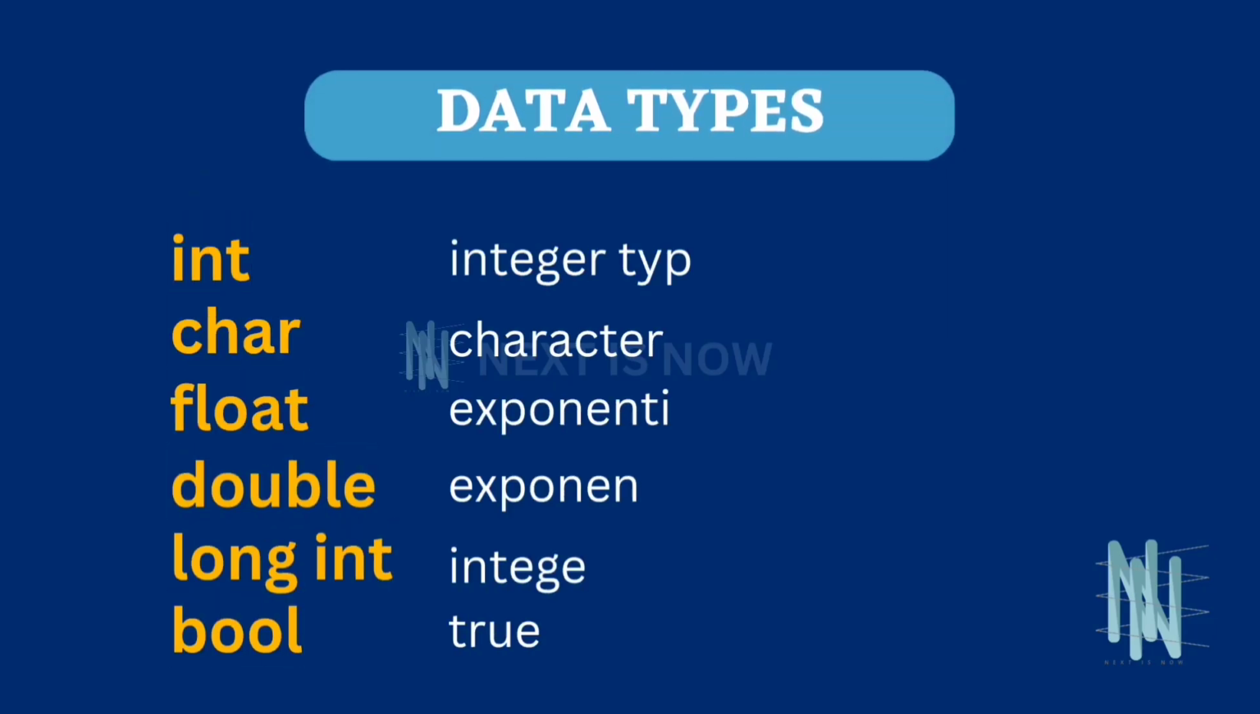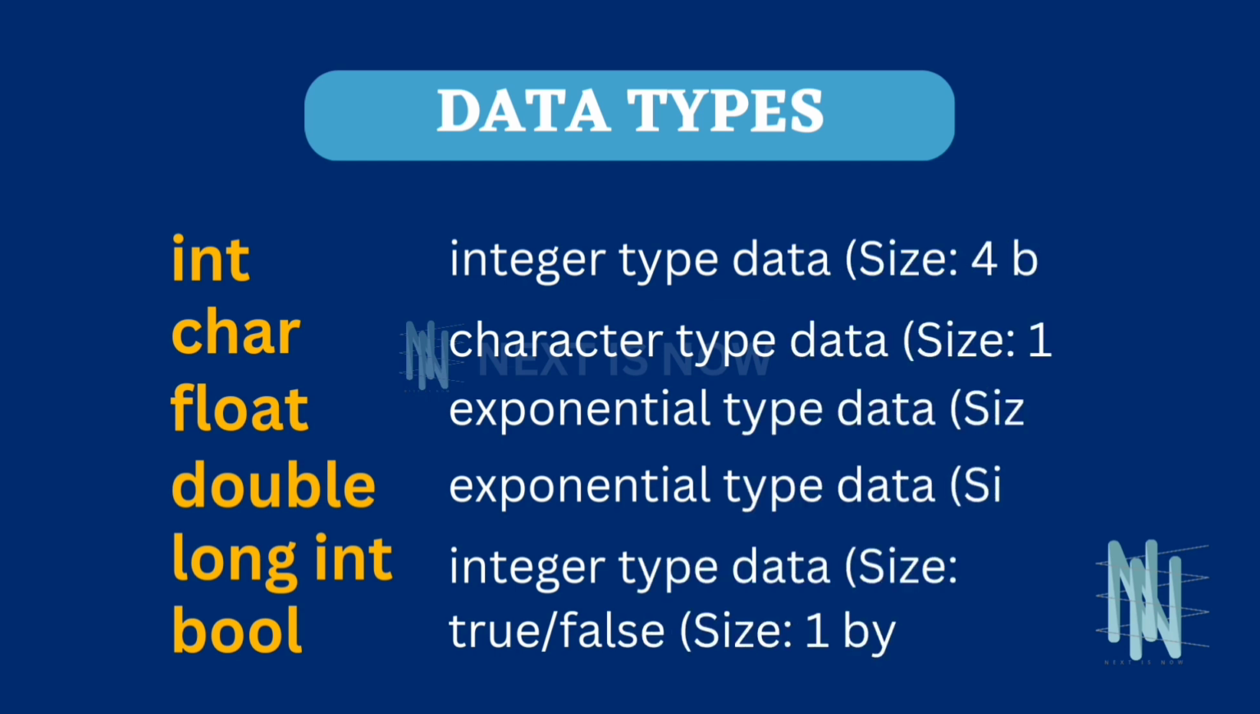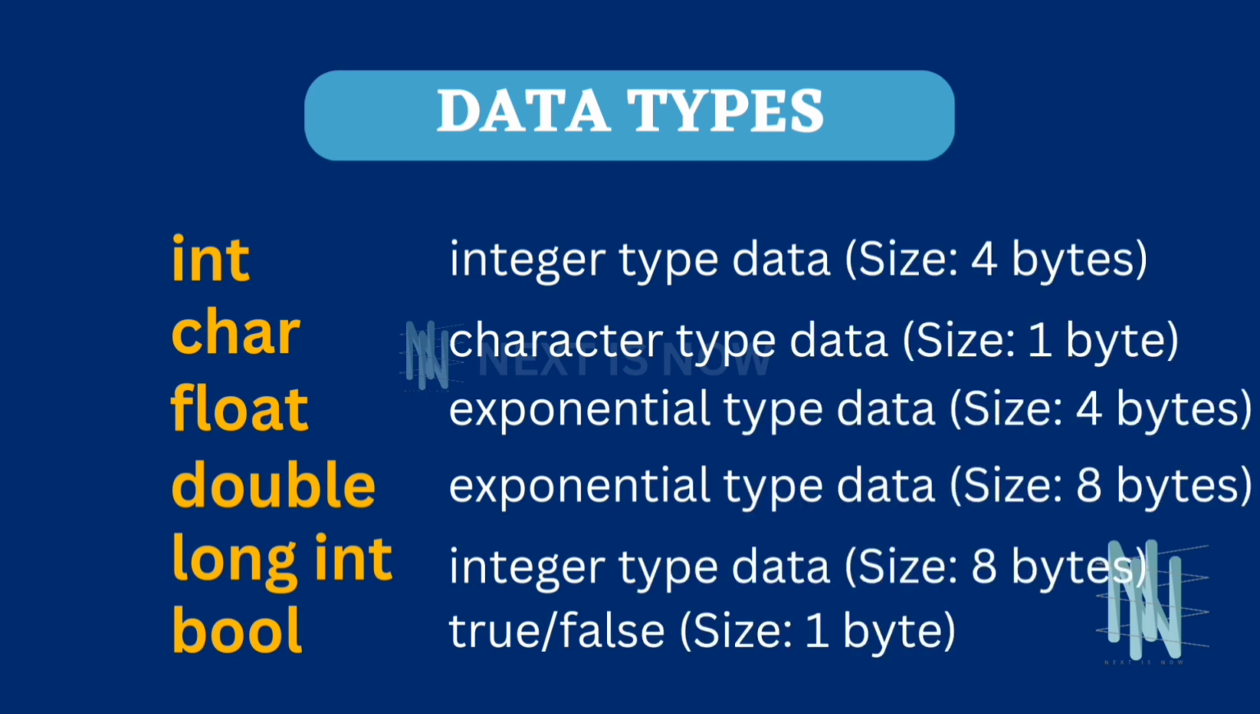Okay, so here are the data types which are being used in C++. These are int, char, float, double, long int and bool. Int takes integer type values and it is of 4 bytes. Long int is also the same as int, but it takes 8 bytes.